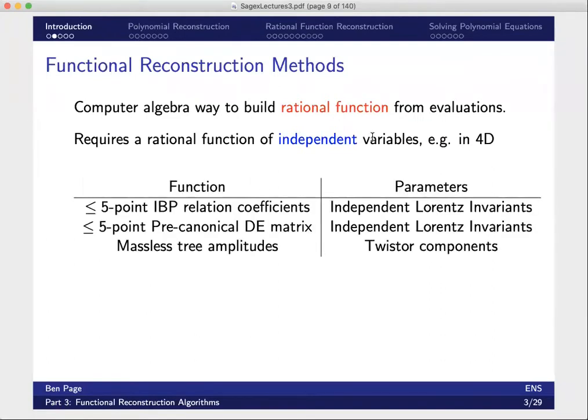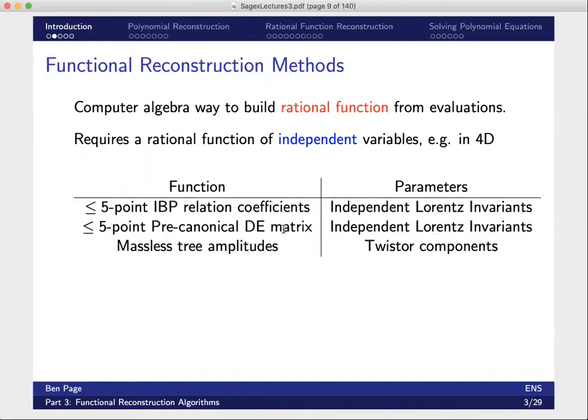So if we're thinking of our scattering amplitude computations, if we are dealing with four-dimensional momenta, four-dimensional external particles, then some examples of problems that we can apply this to are: if we were to think about doing IBP reduction and we're in a situation where we have five or fewer particles, then we can find an independent set of Lorentz invariants, and these can be taken to be the variables of our rational function. Similarly, if we're constructing a differential equation matrix, we're just using IBP relations again. So as long as we haven't done anything special to try and make this canonical, then again, we can think in terms of Lorentz invariants.